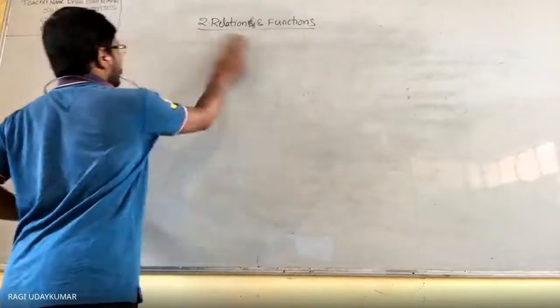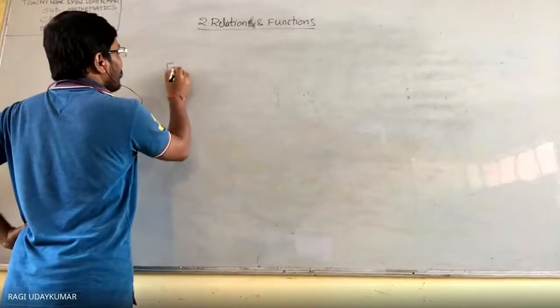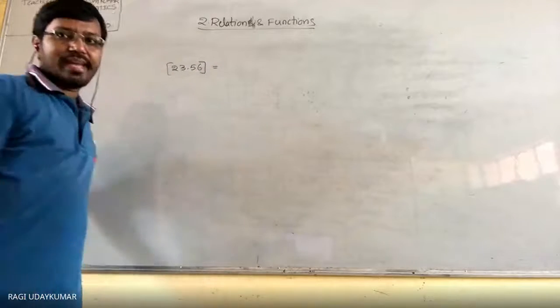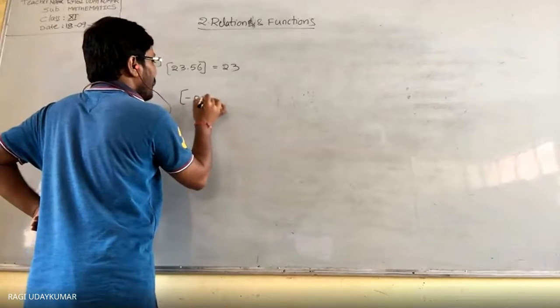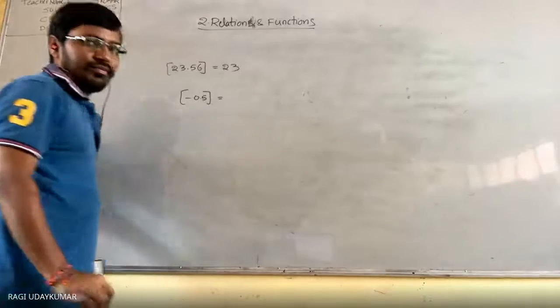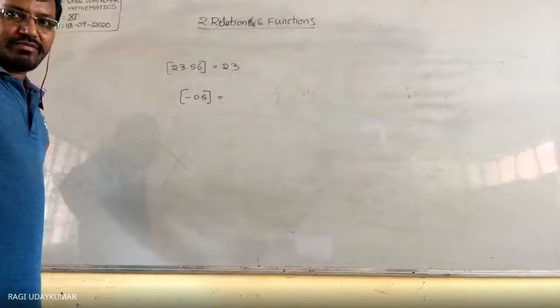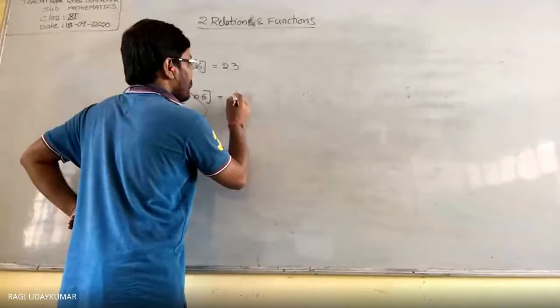So in the greatest integer function, I am asking you the question: 23.56, if I write it here, what is its value? So 23. Yes, it is 23. Minus 0.5, greatest integer value? Minus 0.5. Minus 1, sir. Yes, this value is minus 1. Very simple here.